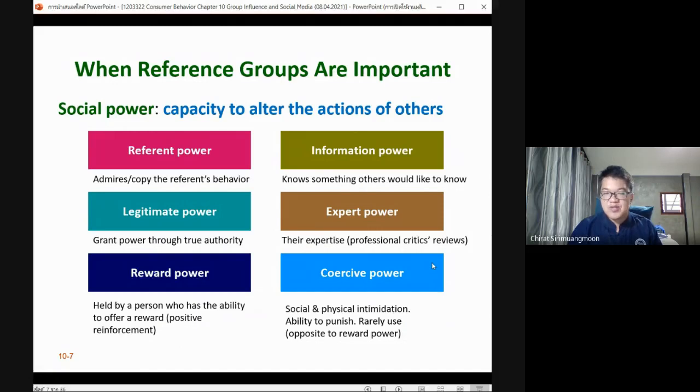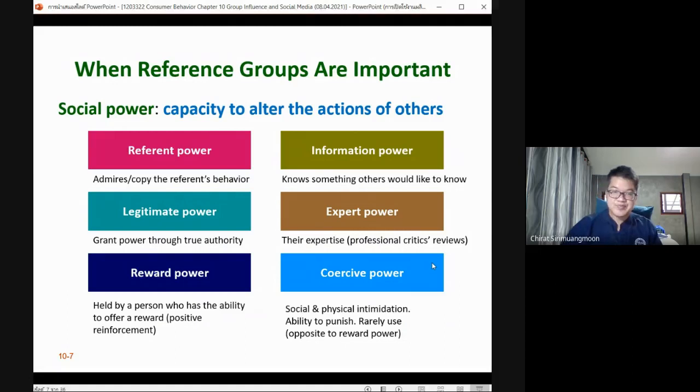So what is the difference between informational power and expert power? Informational power is actually you looking for the information, right? But expert power has more specific details. Informational power is just for regular or ordinary people, but expert power, you want to know some information specifically in some topics from the expert.